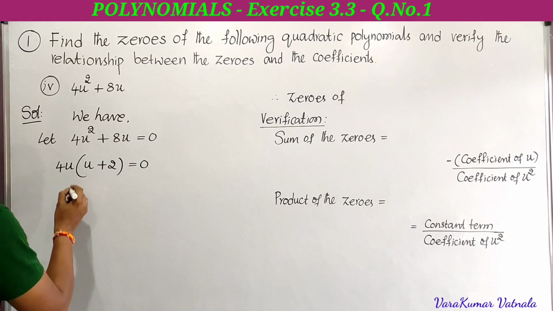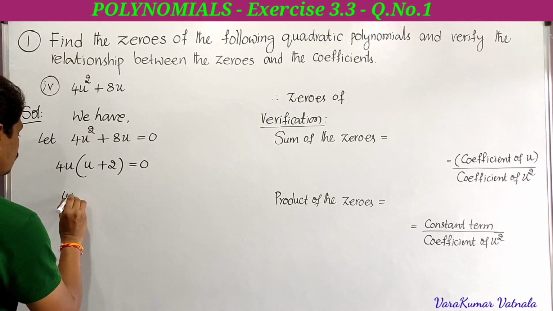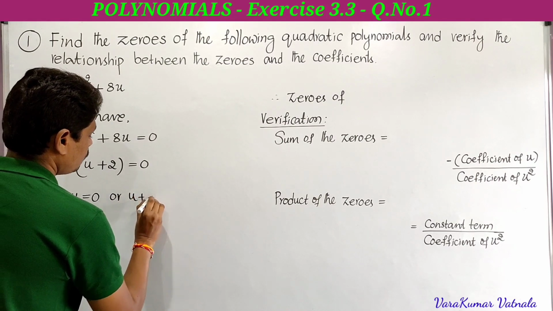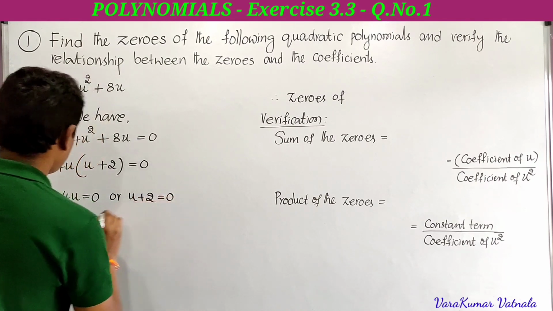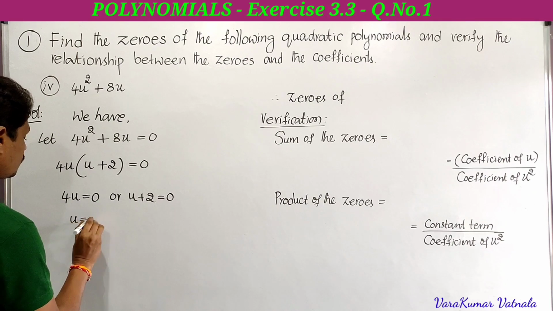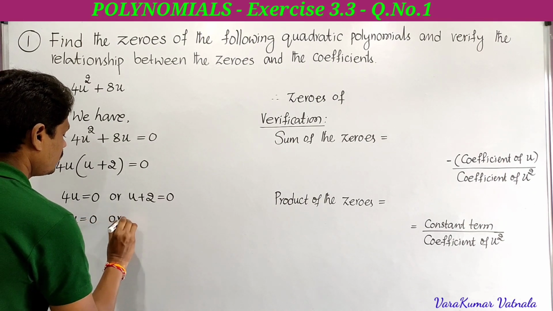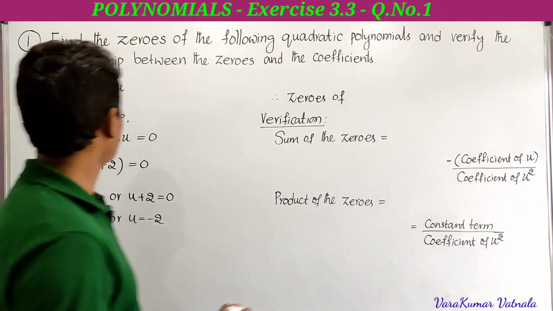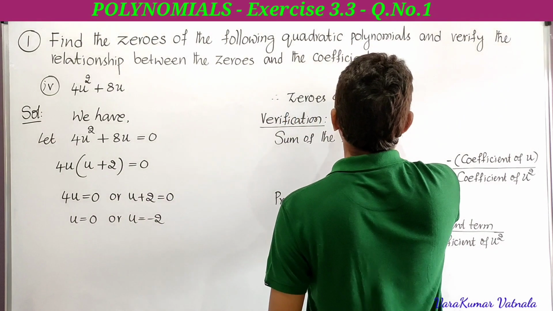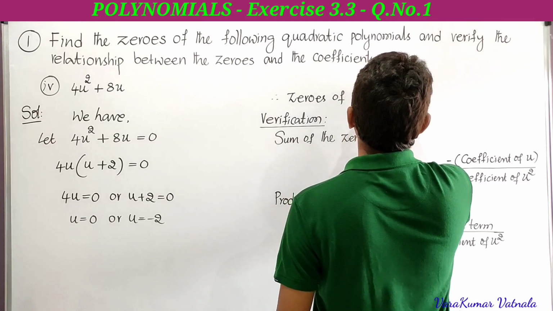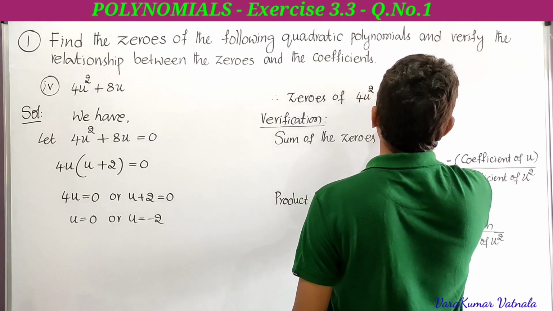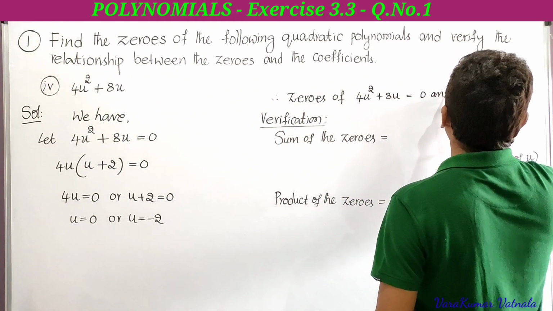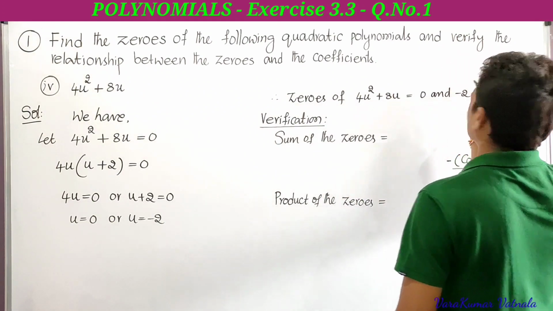So here 4u is equal to 0 or u plus 2 is equal to 0. From this we can get u is equal to 0 by 4, that is 0, or u is equal to minus 2. Therefore the zeros of 4u square plus 8u are 0 and minus 2. These two are the zeros.